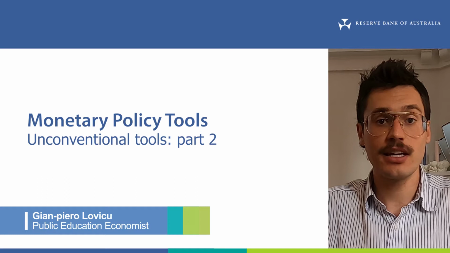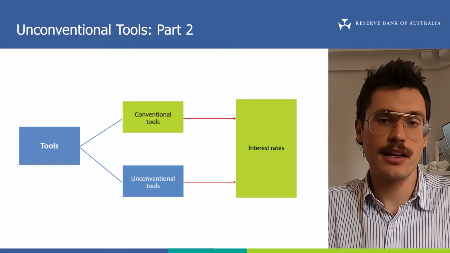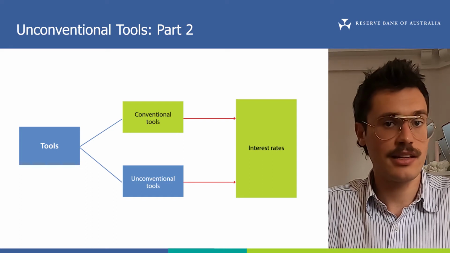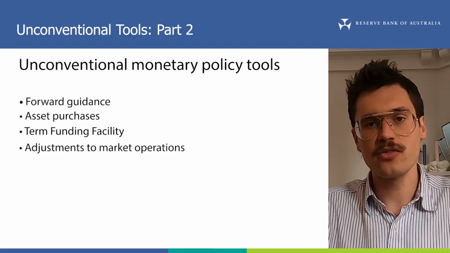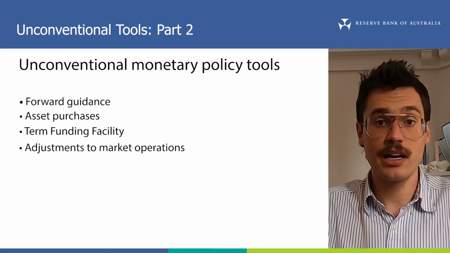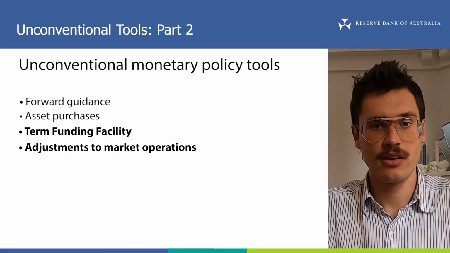This video is our second on unconventional monetary policy tools. It completes our discussion of monetary policy tools and how they affect different interest rates in the economy. In the previous video, we discussed forward guidance and asset purchases. This video will discuss the RBA's term funding facility and adjusted market operations.